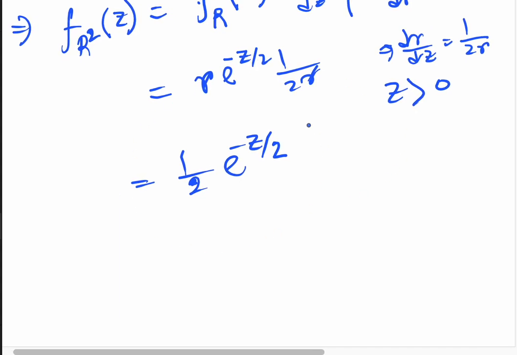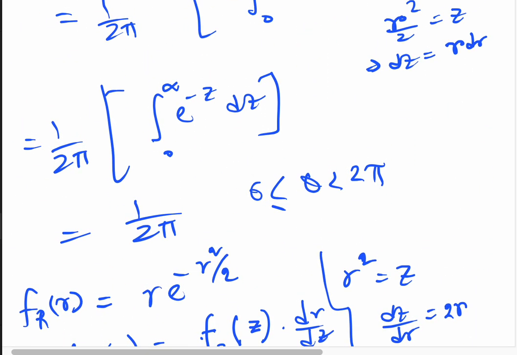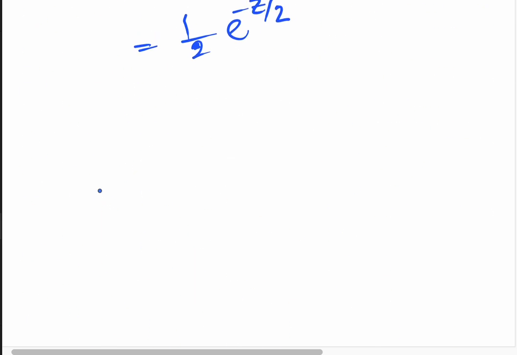So this is basically an exponential distribution with scale parameter 2, and theta is a uniform distribution between 0 to 2 pi. Now this is the answer. Now let's move toward the next question, that is question number 10.